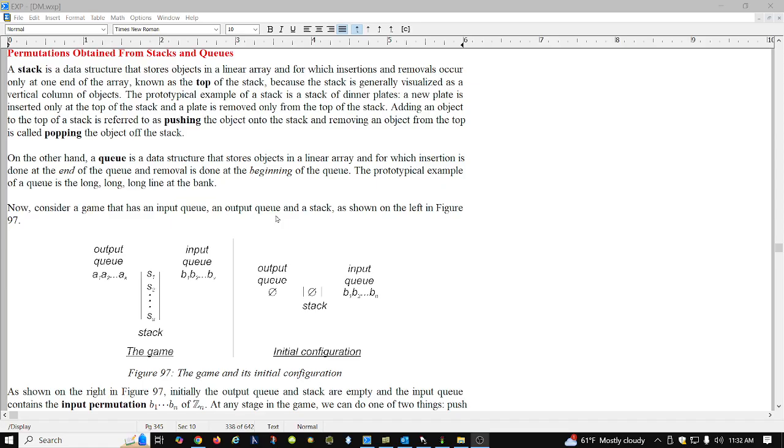And the prototypical example of that is the long, long lines at the bank. The front of the queue, or the beginning of the queue, is the next person to be waited on by the teller. And when you want to join the queue, you join at the back or at the end of the queue, unfortunately.